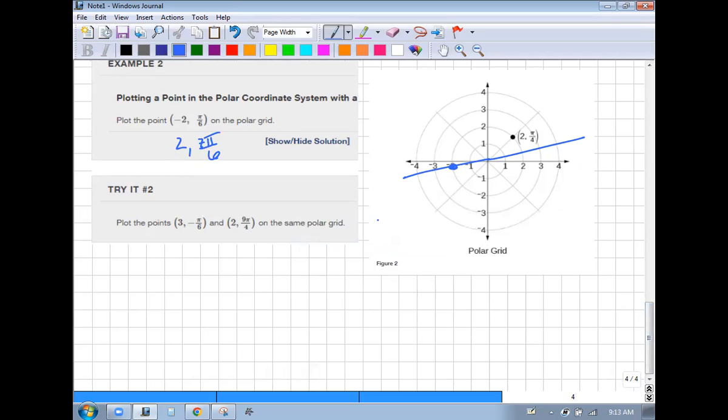So let's look at these. They want these on the same grid. So an angle of negative pi over 6, I'll do this one in red. There's negative pi over 6. We want to go distance 3. Okay. 2, 9 pi over 4. Let's see. 8 pi over 4 is all the way around. We'll do this one in green. Right? So here's 9 pi over 4. We want to go a distance 2. Notice that this is the same as the other point that we had, right? Because pi over 4 and 9 pi over 4 point in the same direction.